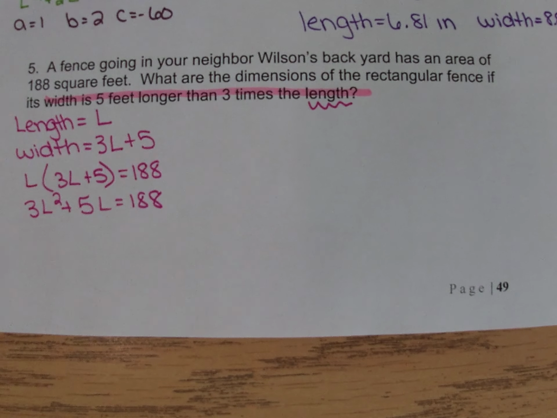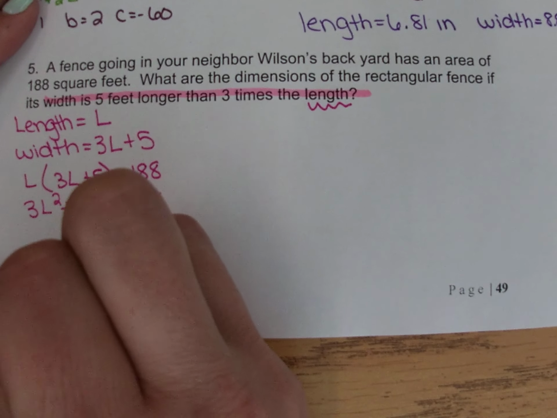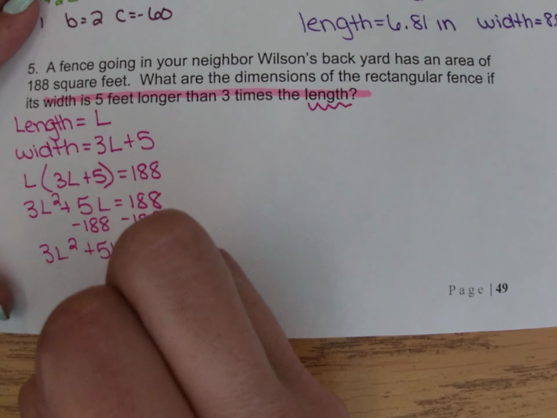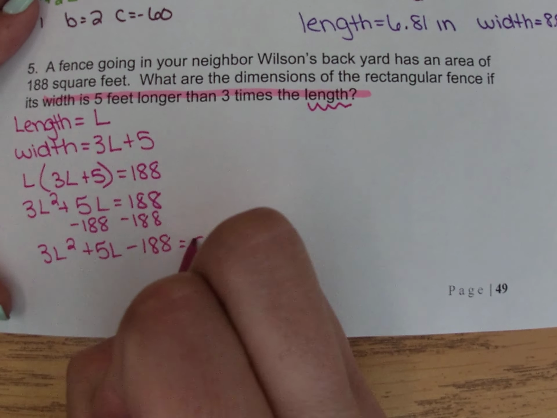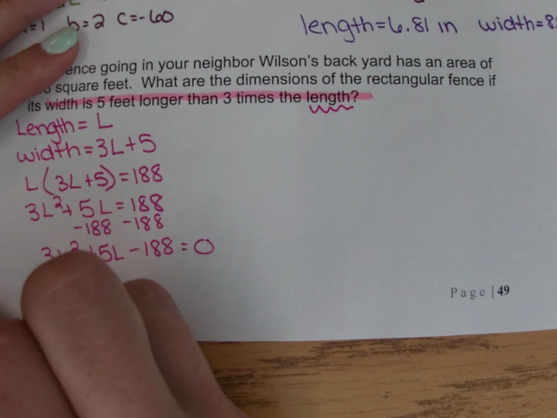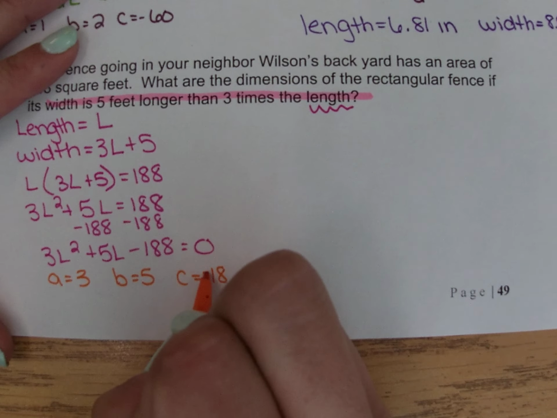A does not equal 1, so most of us will probably choose the quadratic formula. Quadratic formula always needs to be set equal to 0, right? We should know that at this point. So we're going to find our A, B, and C, and we're going to start plugging into the quadratic formula, right? A is 3, B is 5, C is -188. That's a negative.